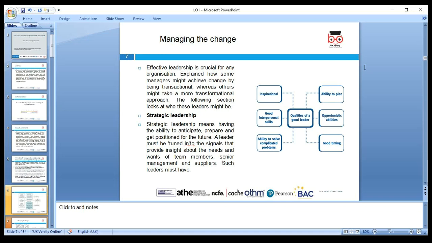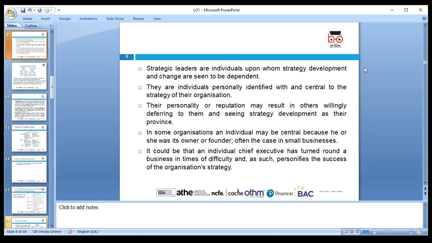In the following section we look at strategic leadership, which means having the ability to anticipate, prepare, and position for the future. So a leader must be tuned into the signals that provide insight about the needs and wants of the team members, senior management, and suppliers. Such a leader must be inspirational, with good interpersonal skills, the ability to plan, and opportunist abilities. That's all we need to go through, and that's crucial.